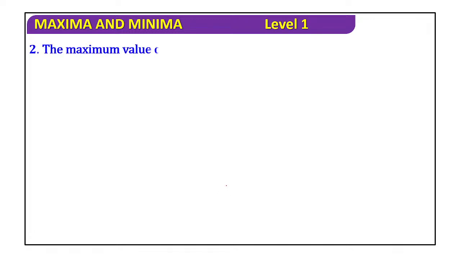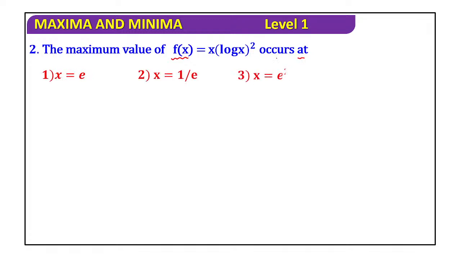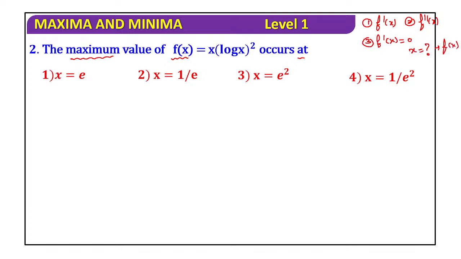So now quickly we can go for the second problem, that is the maximum value of f of x equal to x into (log x) whole square occurs at x equal to e, x equal to 1 by e, x equal to e square, or x equal to 1 by e square. So they are asking the maximum value. So already you know the steps. First you have to calculate f dash of x. Next you have to calculate f double dash of x. You have to equate f dash of x equal to 0 and find the value of x and put it in f of x.